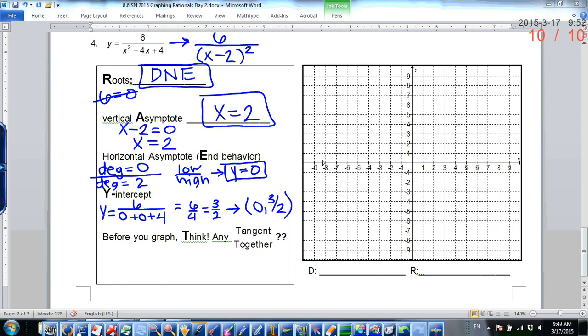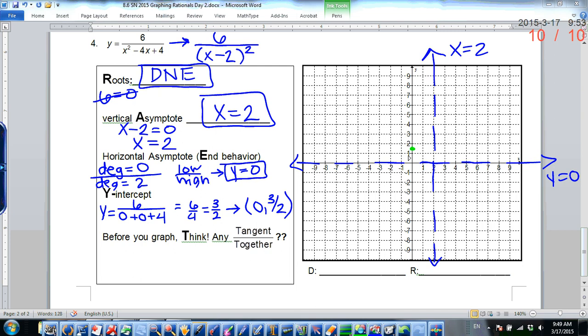All right. I have a vertical asymptote at x equals 2. And I have a horizontal asymptote at y equals 0. And I have a y-intercept at 0, 3/2, which is 0, 1.5.